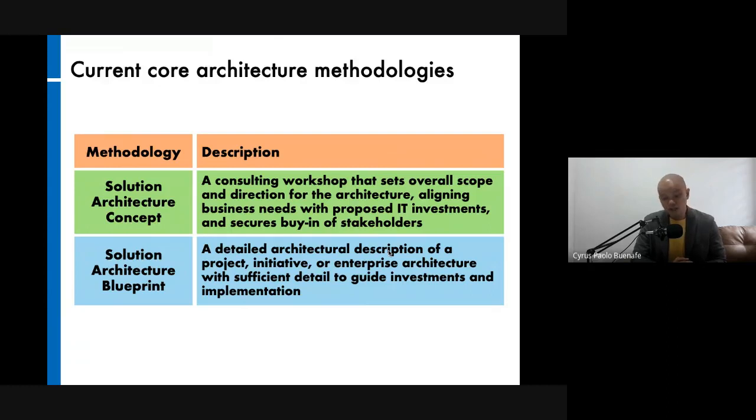Now, the solution architecture blueprint is the architectural description of a project, initiative, or enterprise architecture with sufficient detail to guide investments and implementation. So in the end, everything that you guys have been doing as far as doing the views are concerned, coming up with the principles, the models, the standards, or even prior to that, identifying the drivers, the goals, the metrics, all of it would be documented in what is known as the blueprint. So everything that you'll do, it will be in the blueprint.